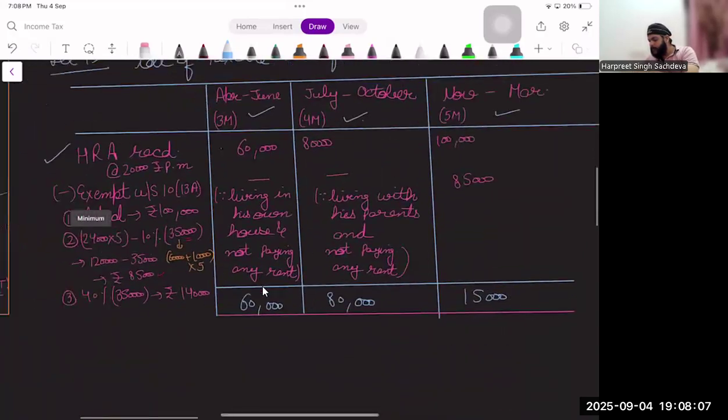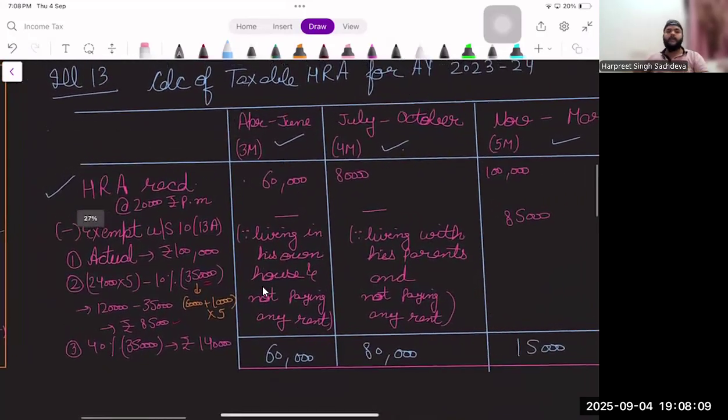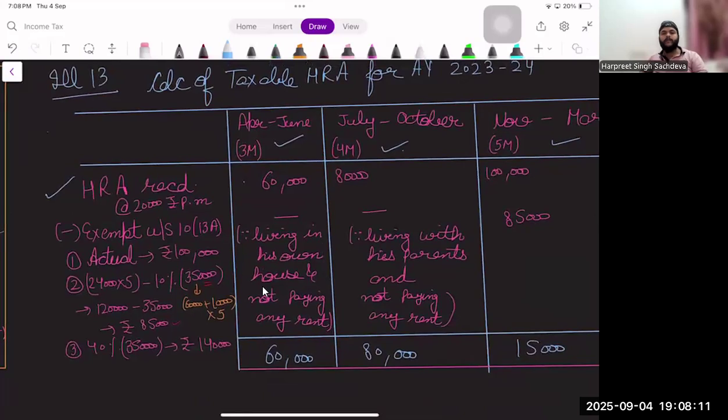Check, Raja. In the first 2 columns, he's living in his own house or living with parents, own house, not paying any rent, so he will not get any exemption under section 10(13A). No exemptions. So fully taxable, 60,000 and 80,000. Clear, Raja? Both the cases?